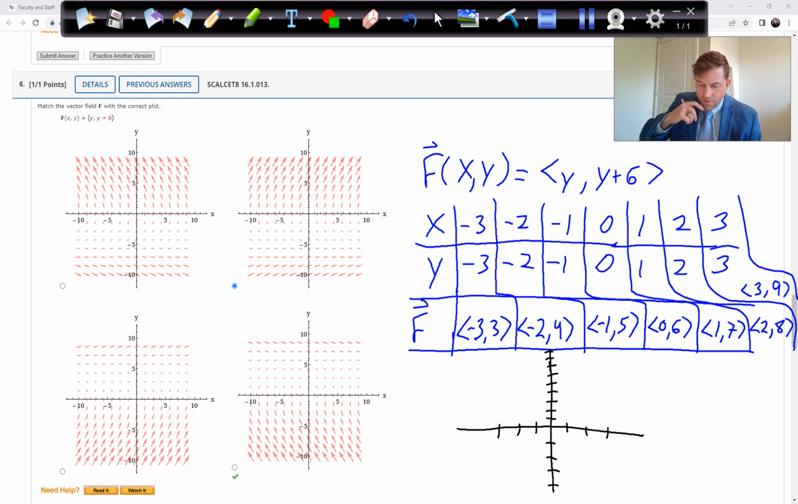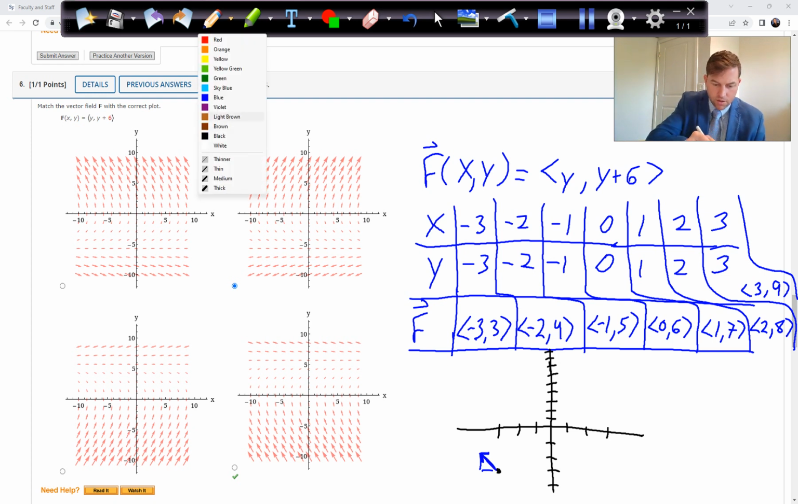Okay, so we have the points. And again, it's kind of interesting because the x values really don't matter. I could have picked anything. But let me just maintain these values I picked just for simplicity. So x is -3, y is -3. So our dot is right here. Well, that has a vector field equation of -3, 3. So it's going to be 3 left and 3 up. So the vector is going to point like that.